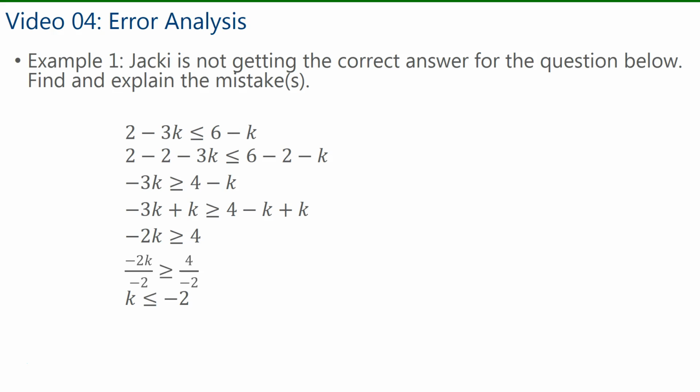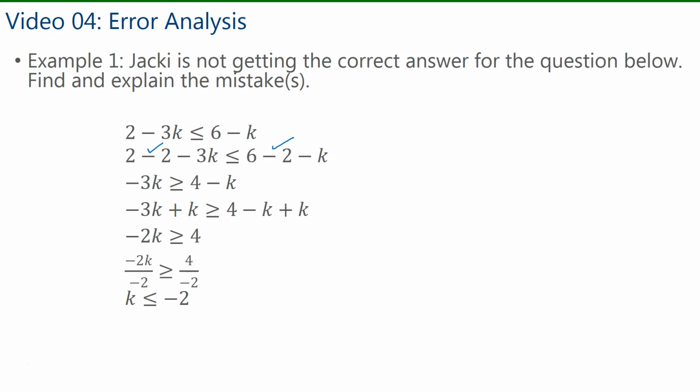So example 1 says Jackie is not getting the correct answer for the question below. Find and explain the mistake or mistakes if there's more than one. Now for the inequality, 2 minus 3k is less than or equal to 6 minus k, I would start by subtracting 2 from both sides.